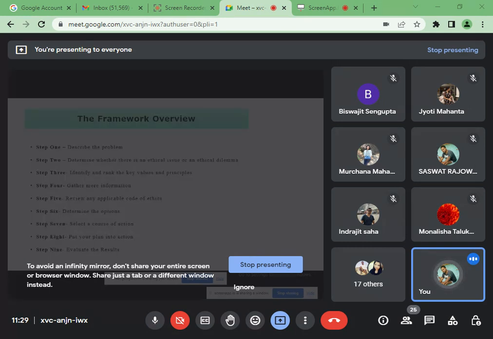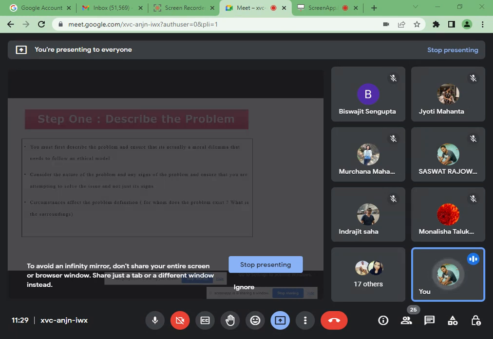So these are the 9 steps. First of all, we have to describe the problem. Secondly, determine whether it is an ethical issue or an ethical dilemma. Thirdly, we have to identify and rank the key values and principles. Four, we have to gather more information. Fifth, review any applicable code of ethics. And sixth, determine the options. Seven, select a course of action. Eight, put your plan into action. And number 9, evaluate the result.